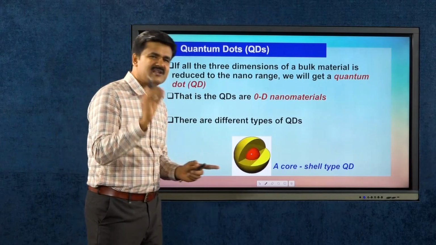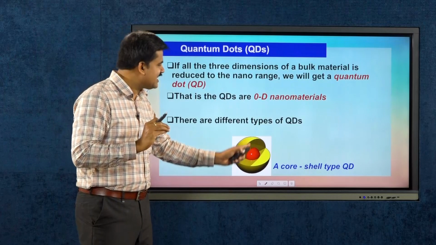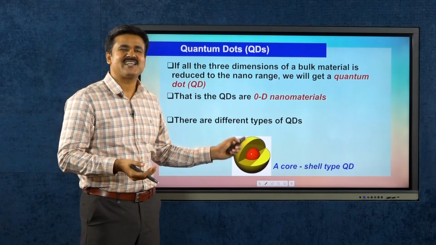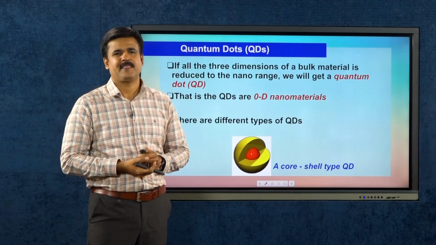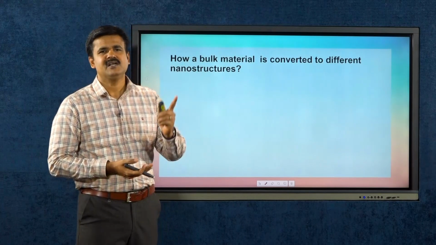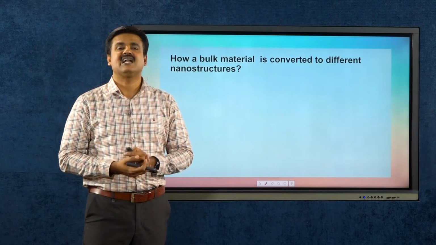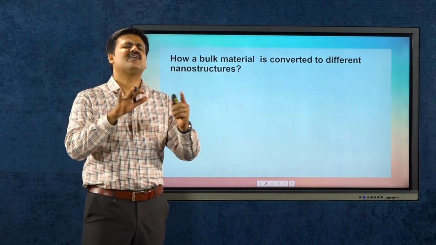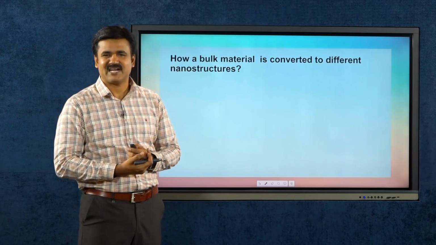This picture represents a core shell type quantum dot. There is a core, meaning the body, the entity present at the center, and there is a shell. These are the materials present outside. This is a pictorial representation of a core shell type quantum dot. Now, how a bulk material is converted to different nanostructures. This is the concluding remark of the classification of the nanomaterial based on dimension.